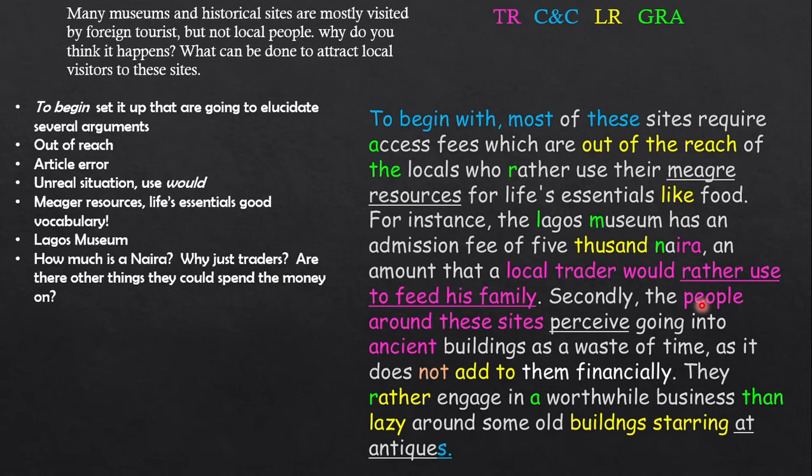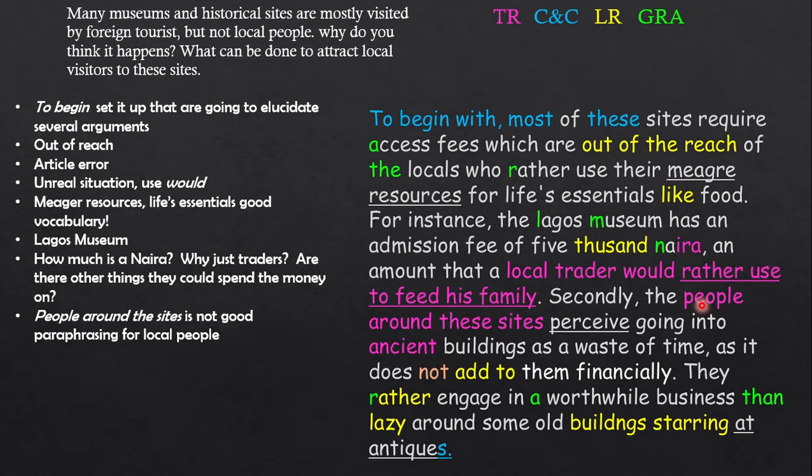Okay, "an amount that a local trader" - oh, why just traders? Well, aren't we attracting a lot of people? "And feed his family." Oh, that's good vocabulary, good collocation, but, well, better: an amount that represents a day's wages for an average worker. That puts it in perspective.